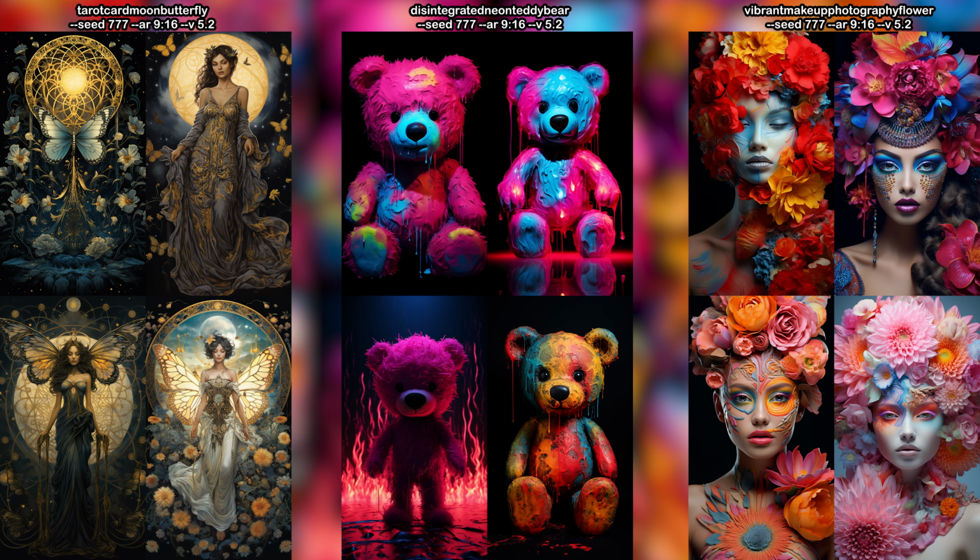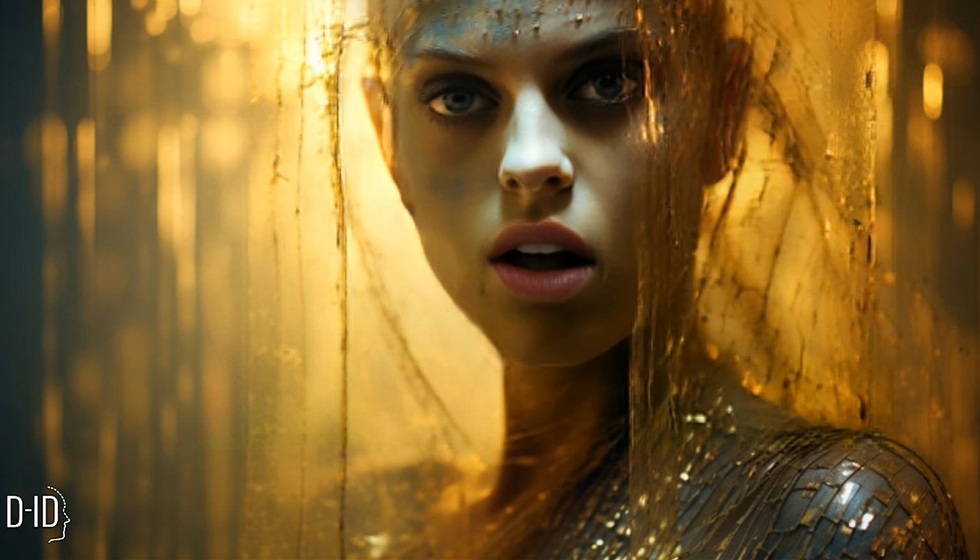The results are surprisingly different. Instead the results look like this. Where we had butterflies before, we now have ladies surrounded by butterflies, and the tarot card aspect is also not really there anymore. The teddy bears get kind of paint dripping from them. And the makeup photography has zoomed out, and I think I prefer these images to the ones with spaces in between the words. I have a theory about what is going on here.